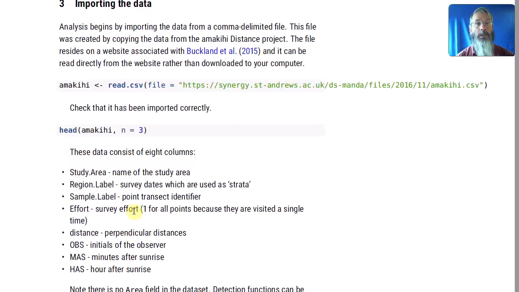are the usual things associated with the data: study area, strata, labels, point transect identifiers, the amount of survey effort associated with each one of those point transects, and in this case it should be radial distance rather than perpendicular distance because it is distance sampling data. But in addition, we have some extra fields: the initials of the observer who made the detection, and something about the detections themselves, the time that the detection was made, measured either in hours after sunrise or minutes after sunrise.